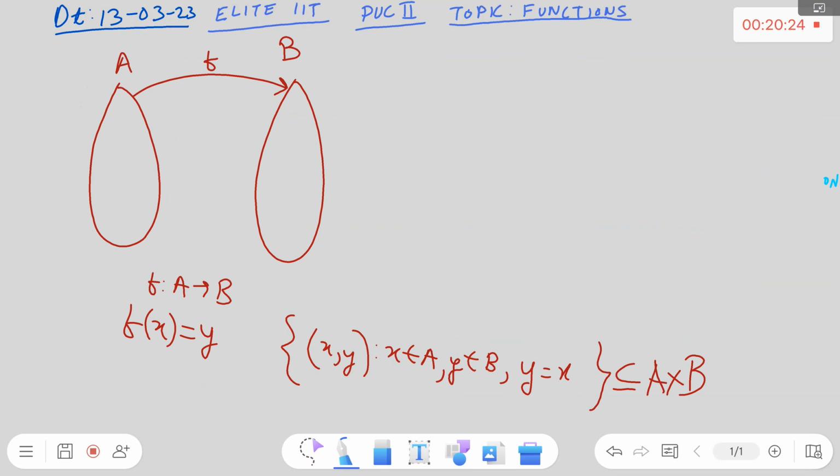You see your books. Okay. So now we'll see types of functions. You see various types of functions. Let us see.